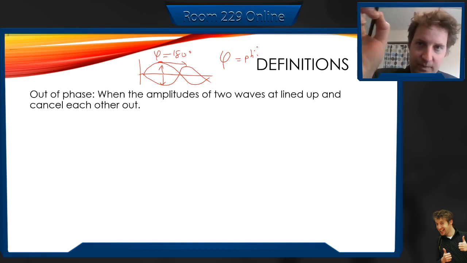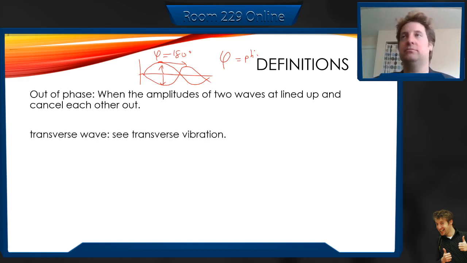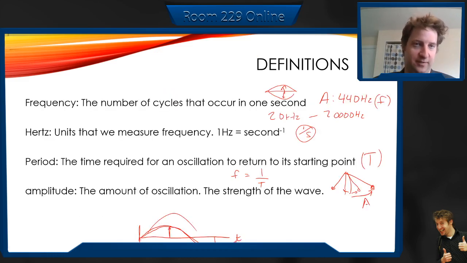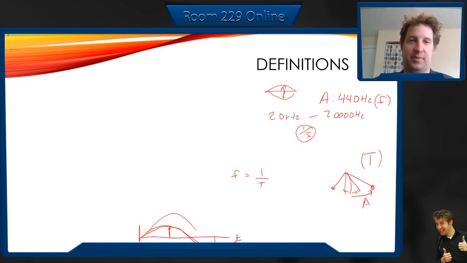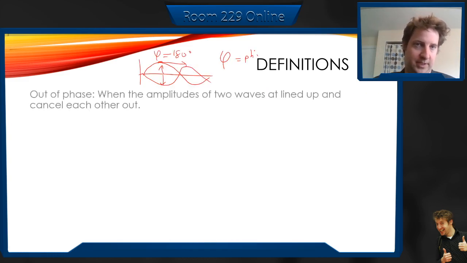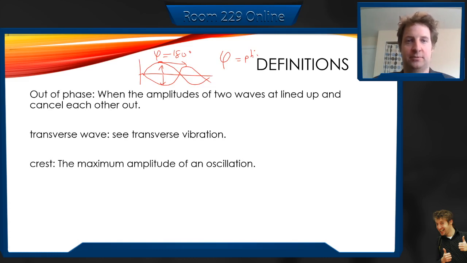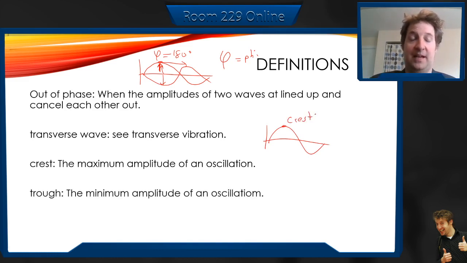Okay. All right. Transverse wave. We talked about that. Transverse vibrations are when the oscillations are perpendicular to the propagation. Crest. So that's the largest point, the maximum of our wave. The crest. Maximum oscillation, and the minimum. This would be the trough. The peak and the trough.